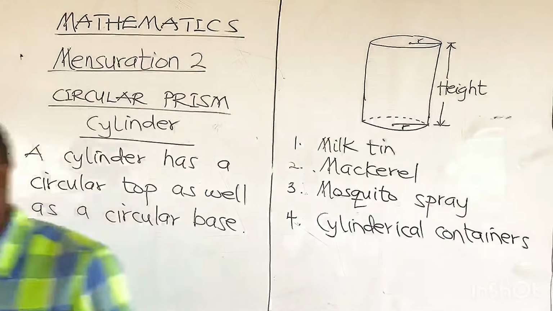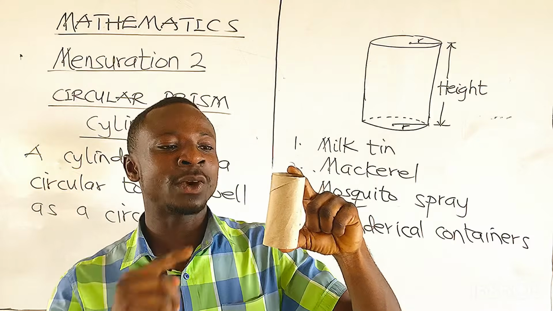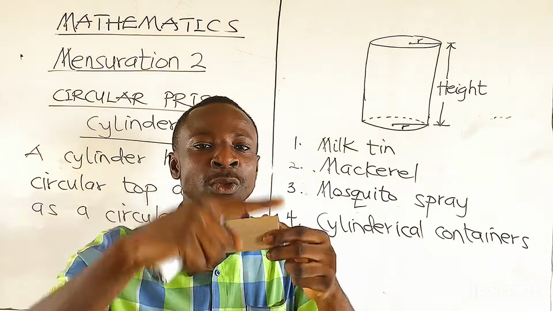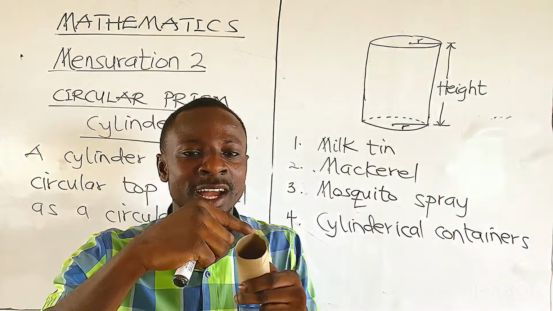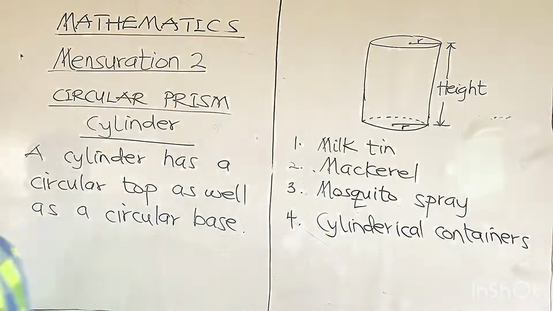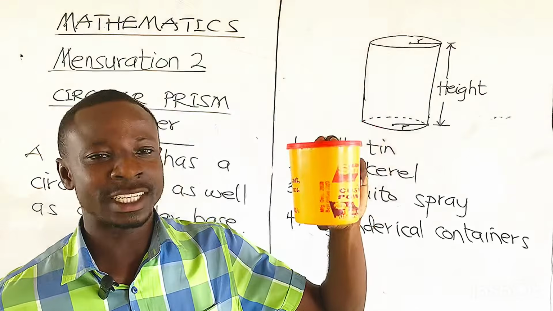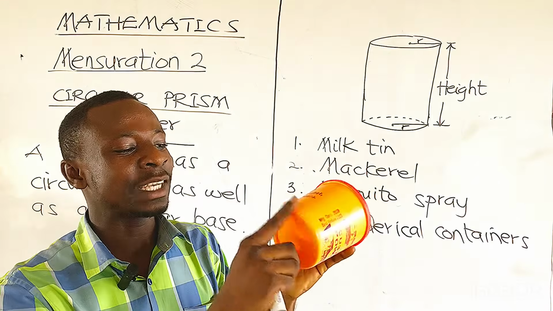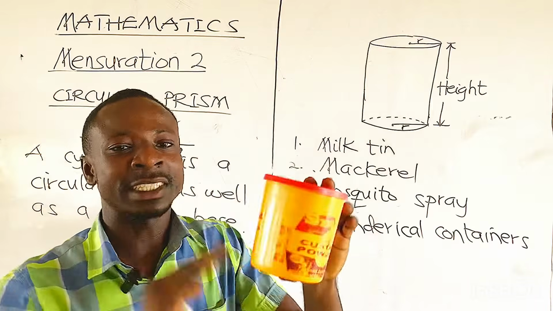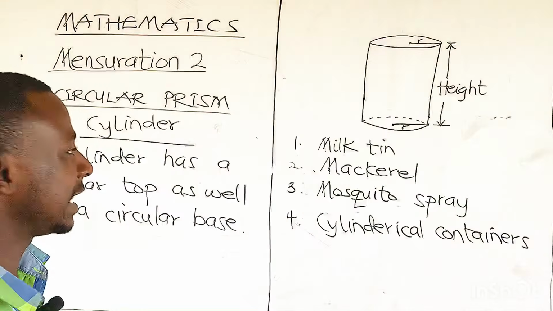We can also talk about the paper we have within toilet rolls. Every toilet roll has a cylindrical paper inside, and then the toilet roll is rolled around it. This one has a circular top and a circular base, so this is also an example of a cylinder. We can have a plastic container. It has a circular top and a circular base, and it also has a curved surface. So all these are examples of cylinders.